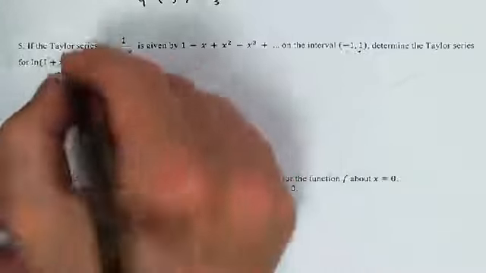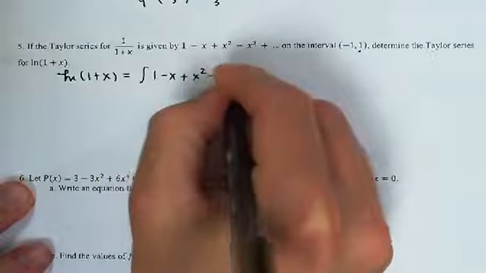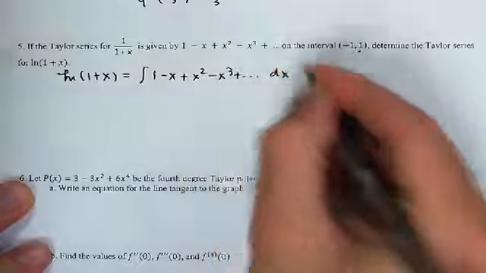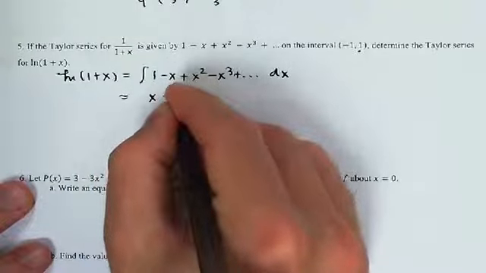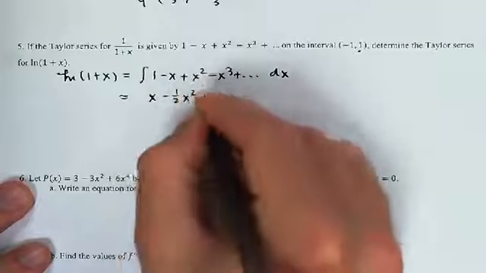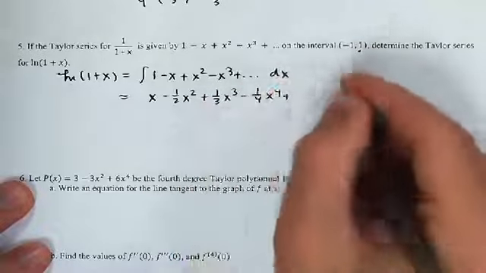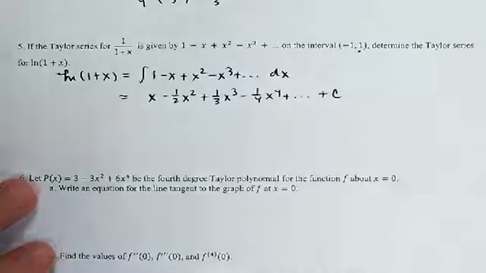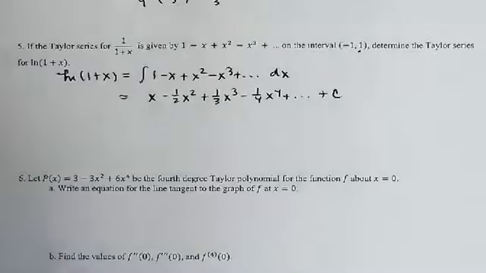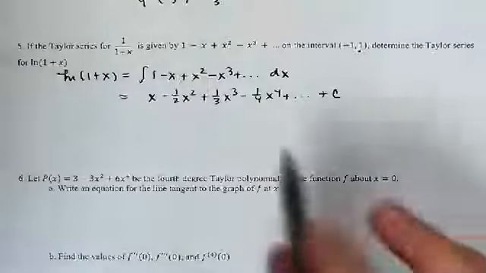Okay? So the Taylor series of log of 1 plus x is going to be the antiderivative of 1 minus x plus x squared minus x to the third, and so on, dx. Okay, so I anti-differentiate: x minus 1/2 x squared plus 1/3 x to the third minus 1/4 x to the fourth, and so on, plus c. And we could probably put that c over here, right? Okay, I think this is a Maclaurin series, right? But that's a different discussion.